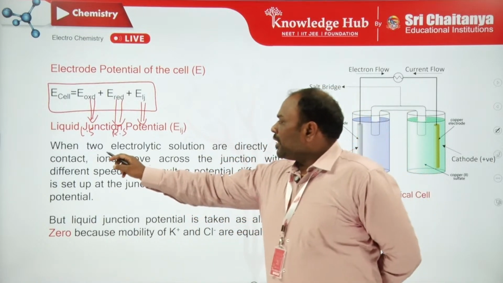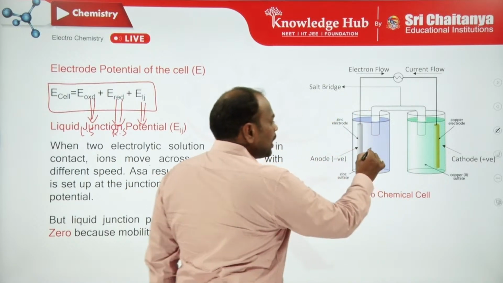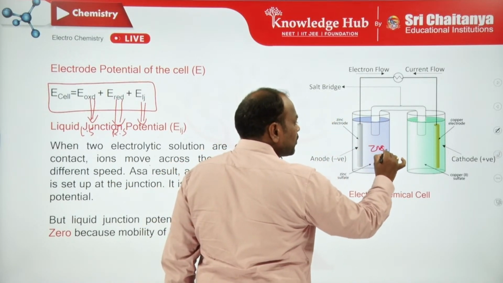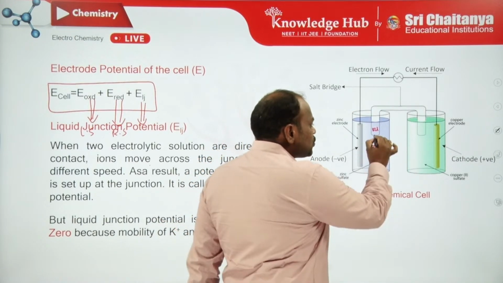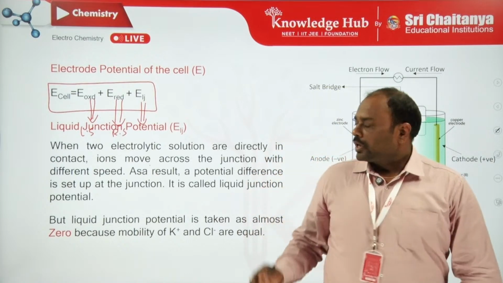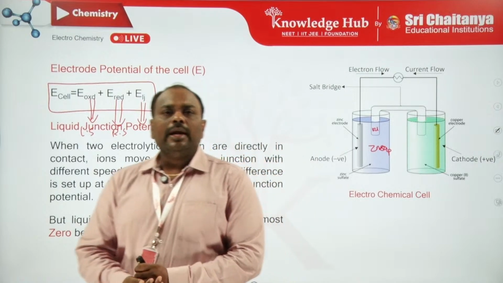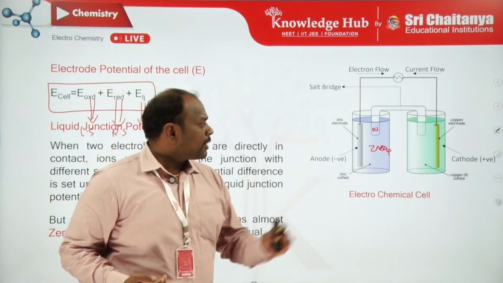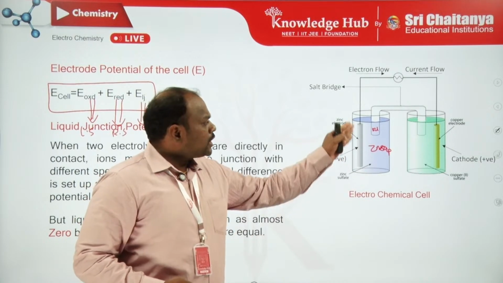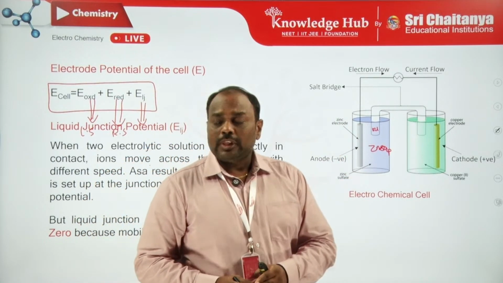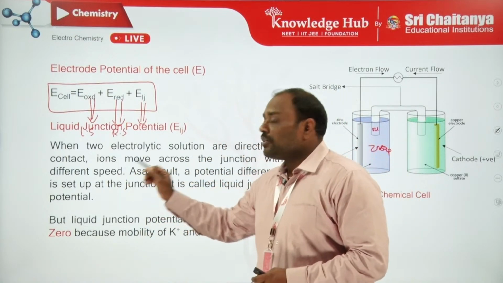See this. When two electrolytic solutions are directly in contact, here ZnSO4, and here which one is present? Potassium chloride. These two are directly in contact with each other. Potassium chloride is present in the salt bridge. Zinc sulfate is present in the left side half cell. These two are directly in contact with each other. Then what happened? Ions move across the junction with different speeds.